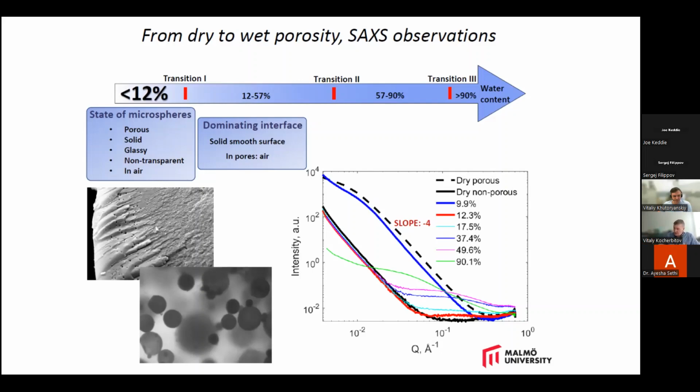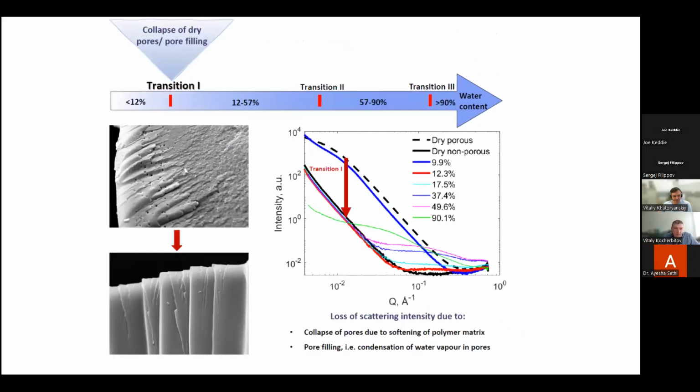And then when we move further, at 12% of water, we actually have a strong decrease of scattering intensity here. Still, we have the same slope at the end, which means that at the end of this process we have particles which still have a smooth surface, but the surface is much smaller. And you can see that the difference in intensity is one order of magnitude, but particles do not shrink by one order of magnitude when we add water; obviously they rather swell. So what happens here, I believe, is a collapse of dry porosity.